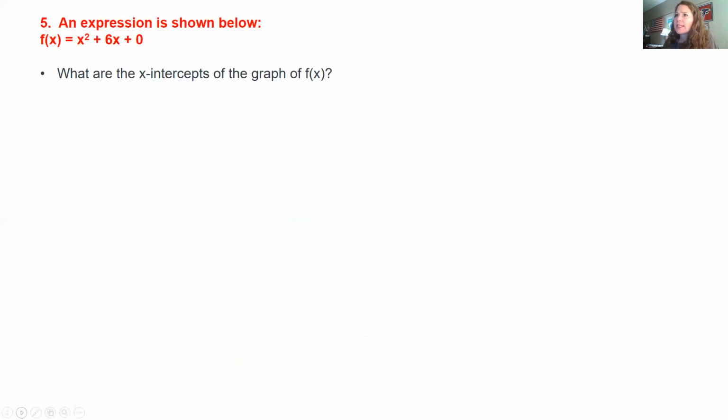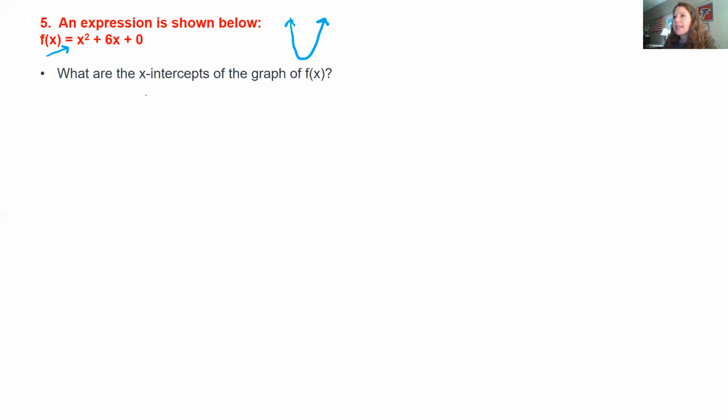All right, let's look at this one. It says an expression is shown below. The first question is what are the x-intercepts? So the x-intercepts is what x is when y is equal to 0. So the first thing I notice is this is a quadratic equation, which means I'm either going to get a parabola facing up or a frowny parabola facing down. And since my leading coefficient is positive, I do know it's a parabola that looks like this. It's facing up because this is a positive number in the front.